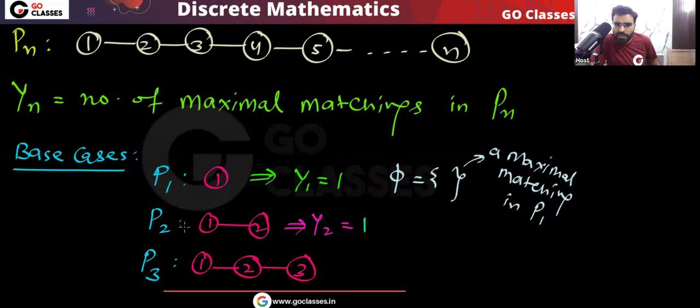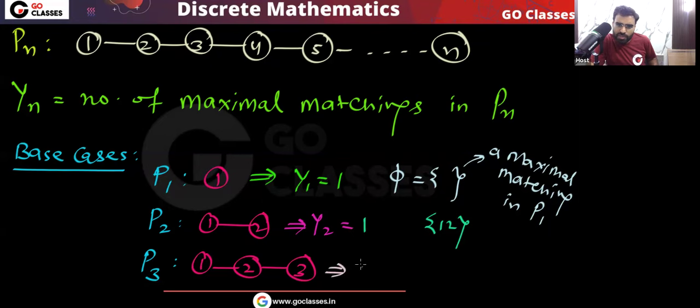Okay, in this P2 there is only one maximal matching, and that will be this edge 1 2 I have to take. Remember, the empty set I cannot create now. If you create the empty set, then that will be a matching, that is fine, but that will not be a maximal matching because I can add this edge and I can make it bigger. So in this path graph on two vertices, the number of maximal matchings will be 1.